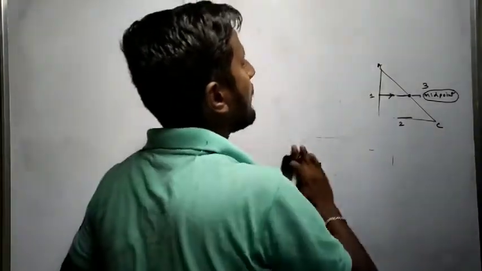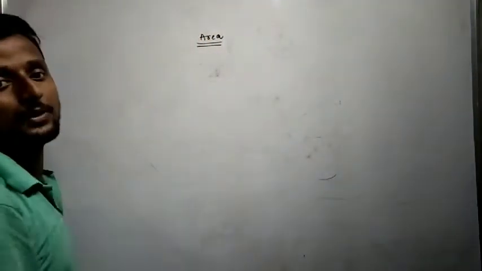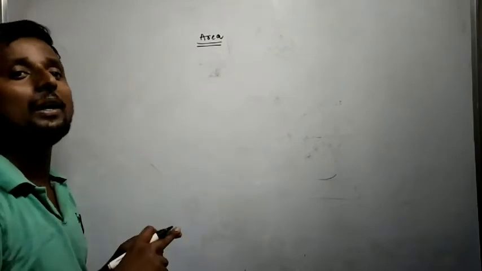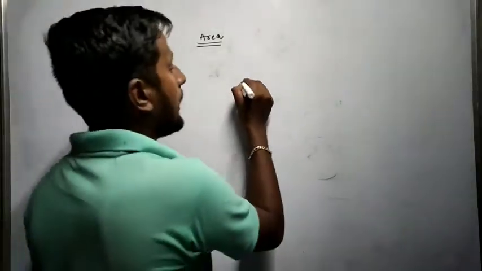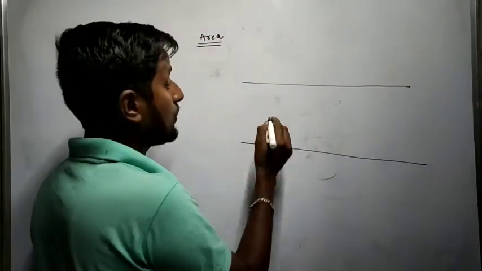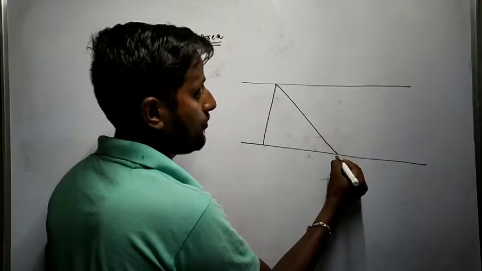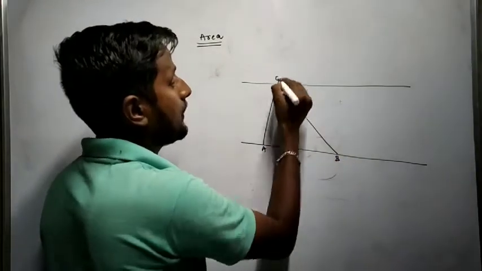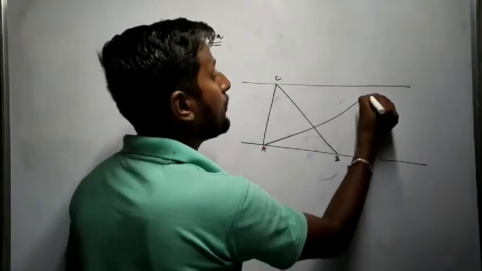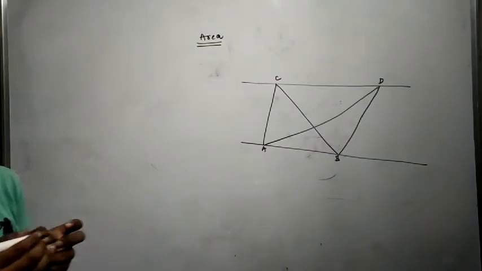In this chapter, we have to know the relation between two triangles, the relation between two parallelograms, and the relation between one parallelogram and a triangle. These are parallel lines. Now look at B, A, C. ABC is a triangle. Now I'll make one more triangle, ABD, also a triangle.